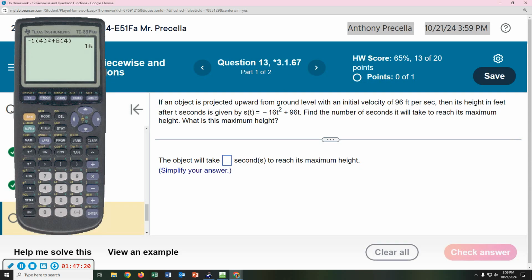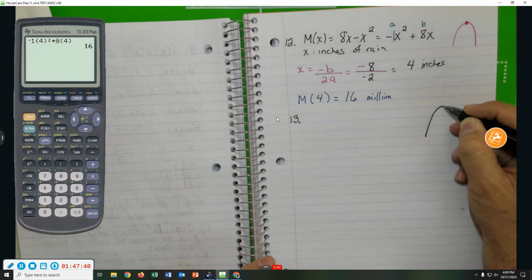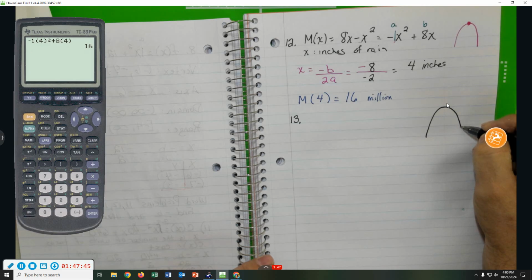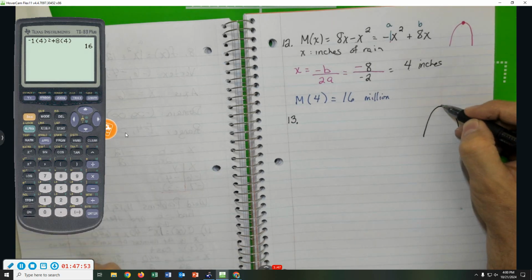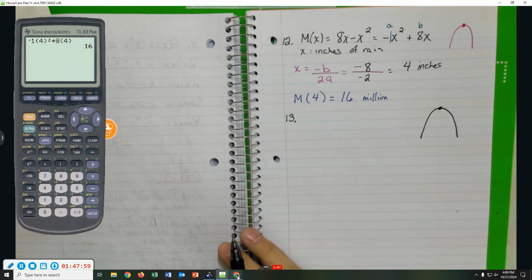Oh, is this the last one? Okay, if an object is projected upward from ground level with an initial velocity of 96 feet per second. Hey, so show my paper for a moment. We're throwing some object upward. Is this parabola going to be opening up or down? When you throw that object upward, what's going to happen? It goes back down. So it better be asking us what sort of question? A maximum or minimum problem? It better be a maximum problem. Let's finish reading it and see.